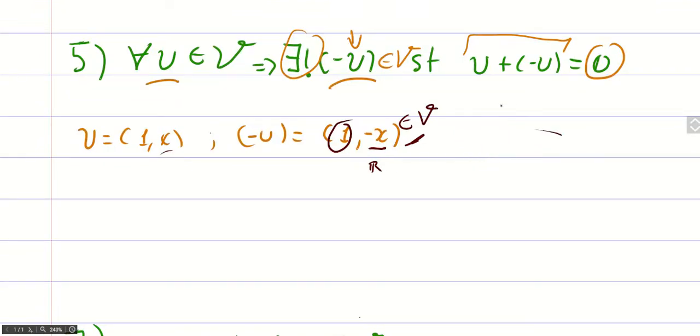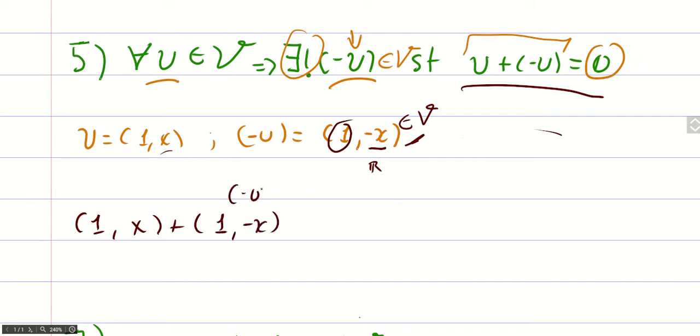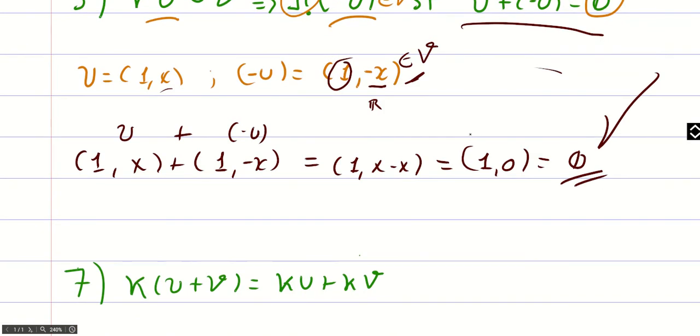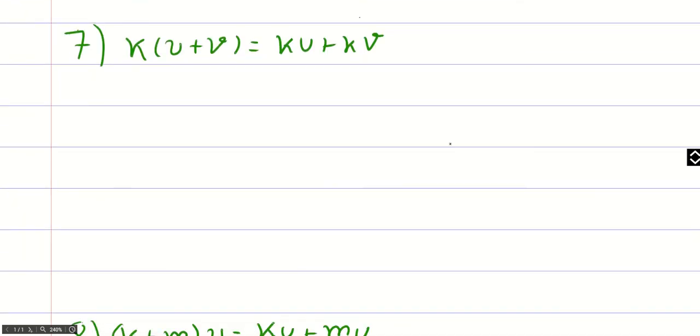So let's show that this property holds. That's not that hard. We got (1, x) plus (1, -x). This is the vector minus u, and this is the vector u. And this at the end is just (1, x - x), and this is (1, 0), which is the zero vector. So yes, the fifth axiom holds in this space.